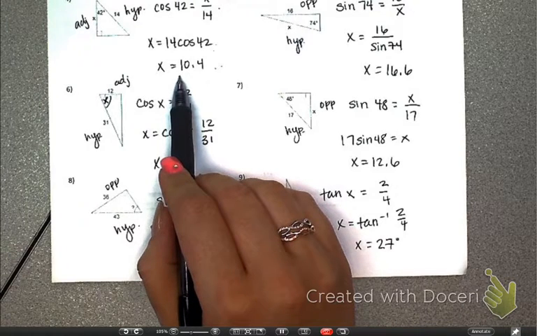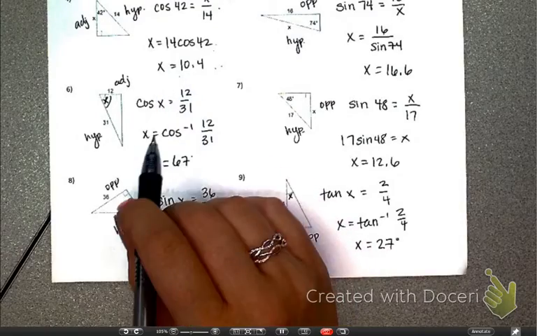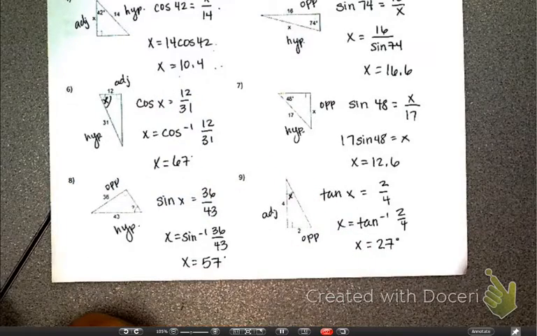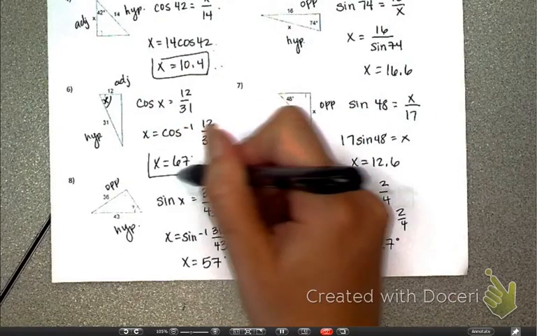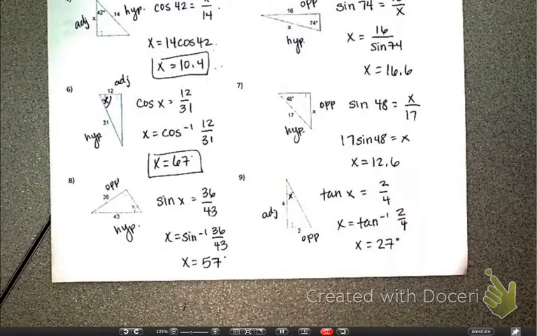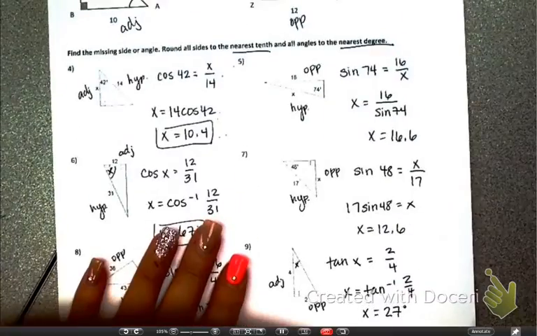Okay, so one more time. If you are solving for a side, you round to the nearest tenth. If you are solving for an angle, you round to the nearest whole number. Okay? Any questions through number 9?